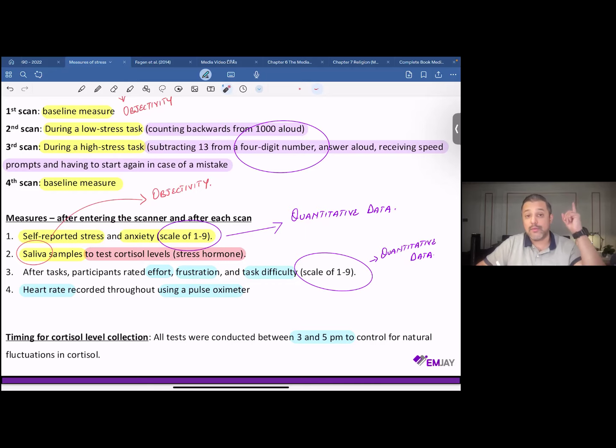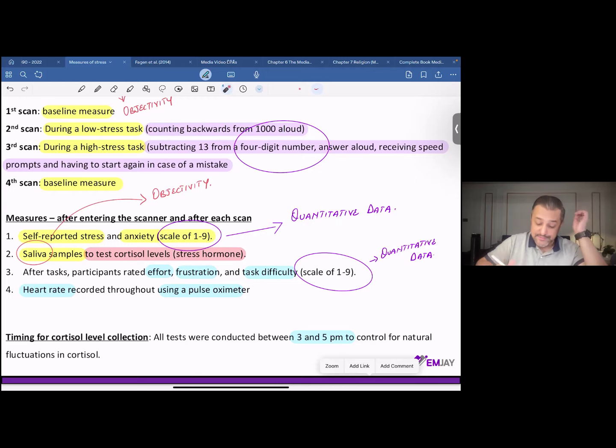One, there were MRI scans, being more specific, fMRI scans. Number two, we had self-report measures where the individual's stress levels and anxiety levels were being measured. Number three, saliva samples were obtained. Through these saliva samples, the researchers wanted to test the cortisol levels of the participants. And cortisol is a hormone, more popularly referred to as a stress hormone.